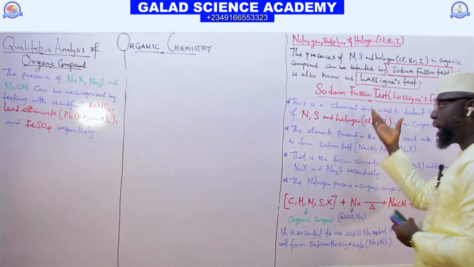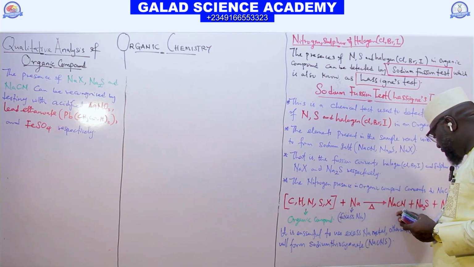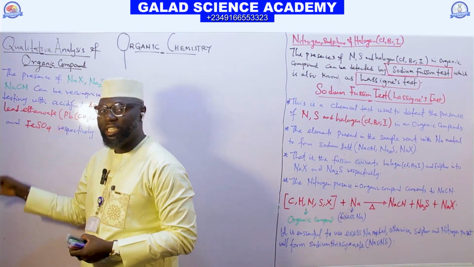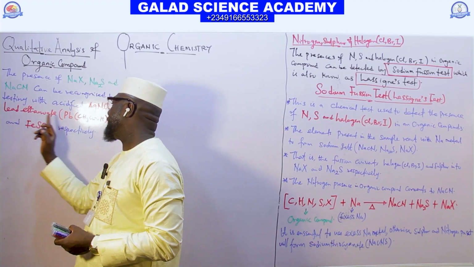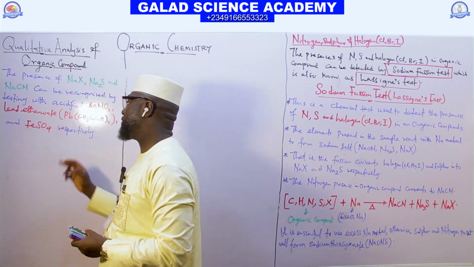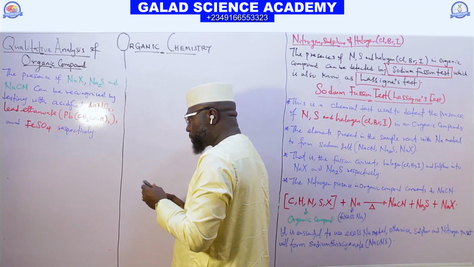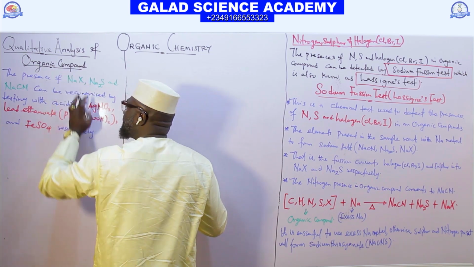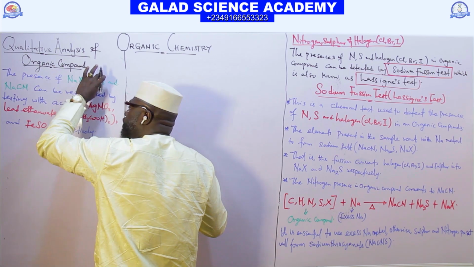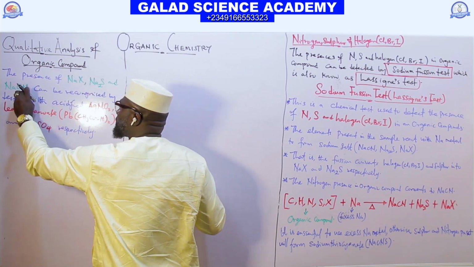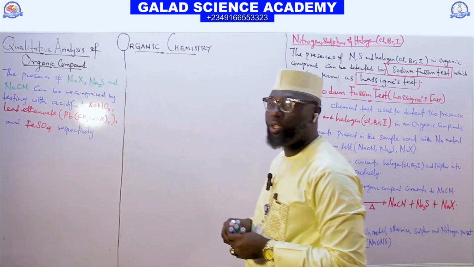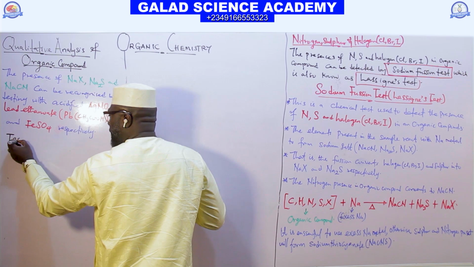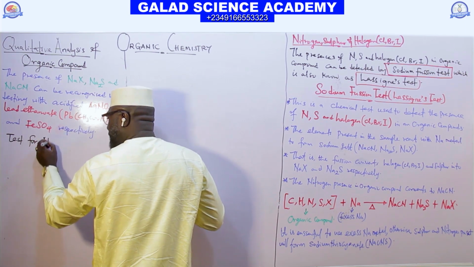Yes, we are still on the sodium fusion test. The presence of sodium cyanide, sulfide, and halide can be recognized by testing with acidified AgNO3, lead ethanoate, and iron sulfate, respectively. That is, AgNO3 is used to test for the halide, lead ethanoate to test for sodium sulfide, and iron sulfate to test for sodium cyanide. So let us take it one after the other. The first one is the test for nitrogen.